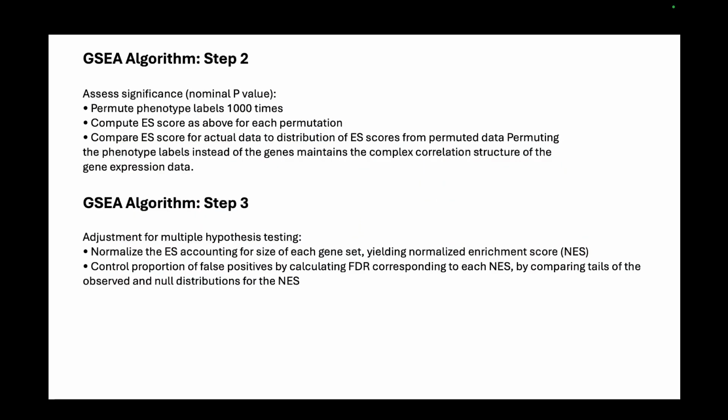Next, step 2 is to assess the significance, which is the nominal p-value, where you have to permute the phenotype labels 100 times. So you just do randomized permutations of the phenotype labels, and then you compute the same enrichment score as above for each permutation. Then you plot the scores and see what the highest enrichment is. You do that for like 1000 permutations, and you compare the ES score as above for each permutation.